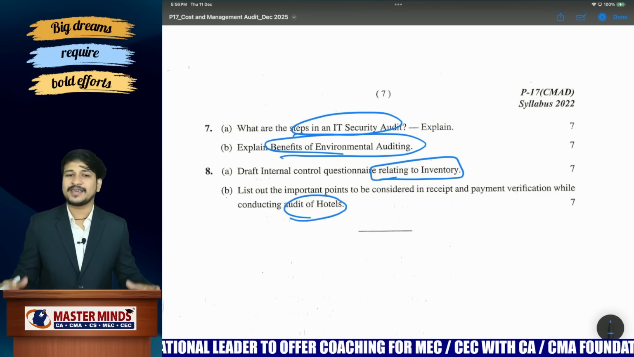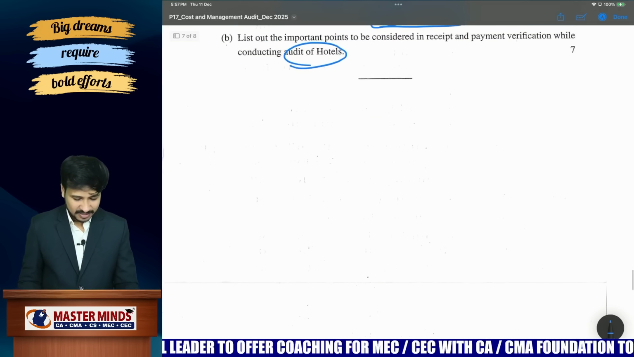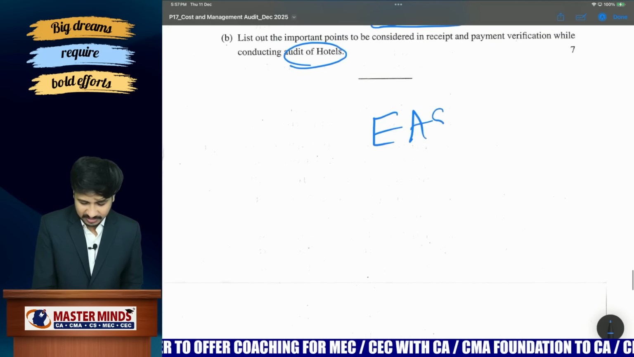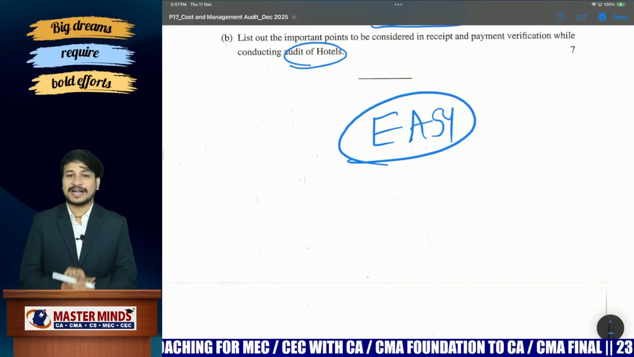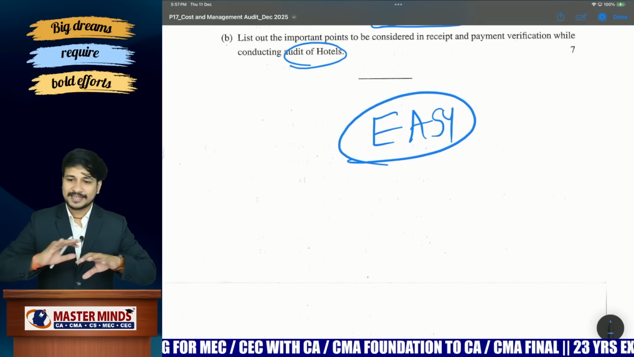And frankly speaking, my impression on this paper is obviously easy. If you people did not prepare, then you can't attempt the paper well. Otherwise, the paper is super easy.